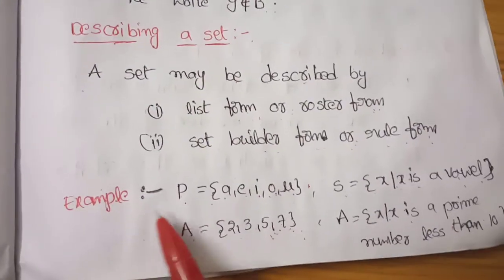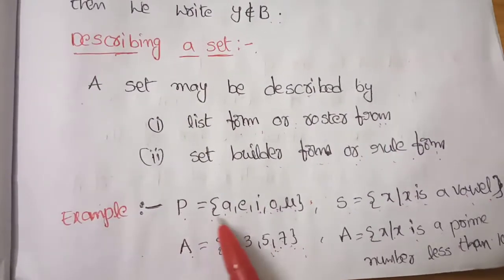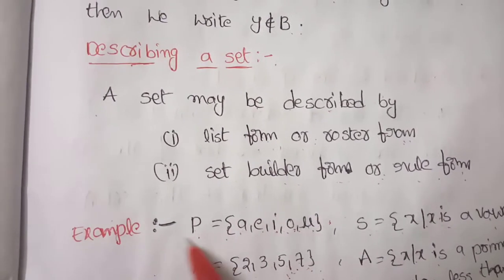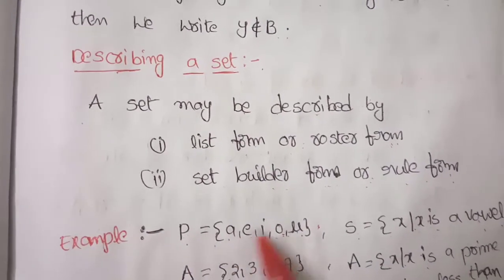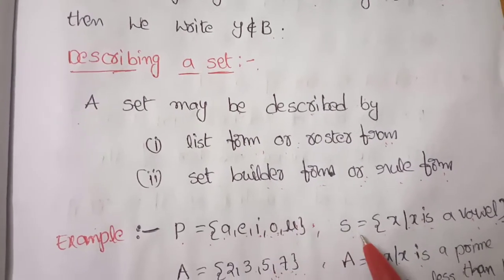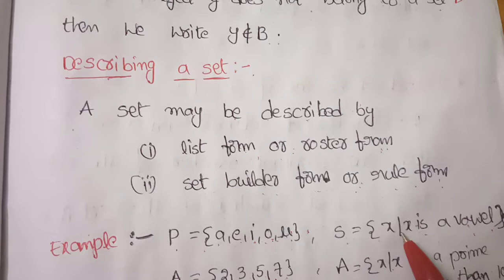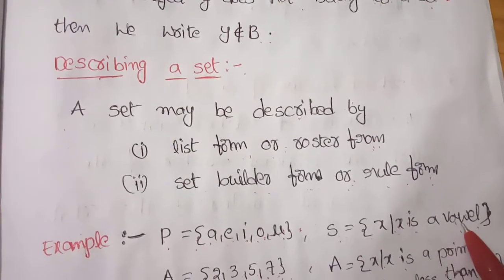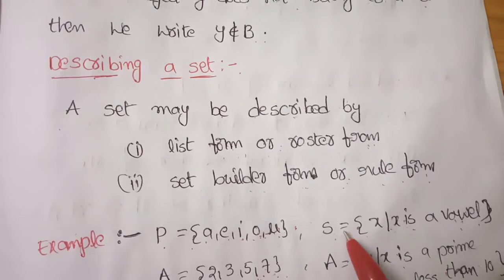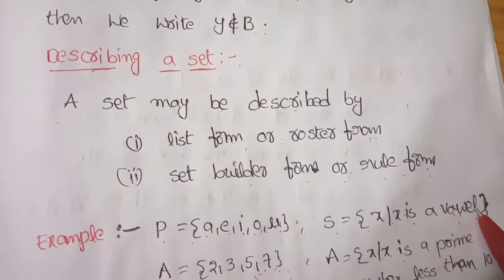Next example, P = {a, e, i, o, u}. This is the roster form or list form. Then S = {x : x is a vowel}. What are the vowels? a, e, i, o, u are the vowels. This is the set builder form or rule form.